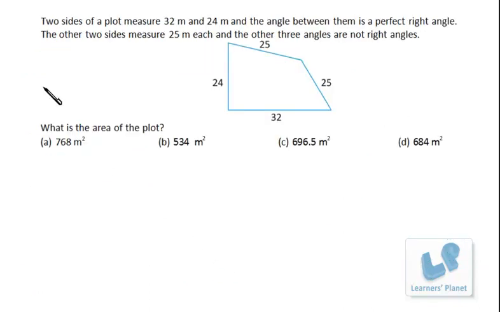Now let's try this problem. Two sides of a plot measure 32 and 24 meters and the angle between them is a perfect right angle. The other two sides measure 25 meters each and the other three angles are not right angles. We have to find out the area of the plot.